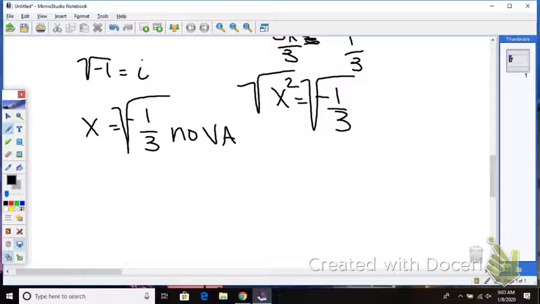So there's times that you're going to find out that you don't actually get a vertical asymptote. Because this is an imaginary number. This is the square root of 1/3 i. It's not real. So it's okay to not get a vertical asymptote. Okay?